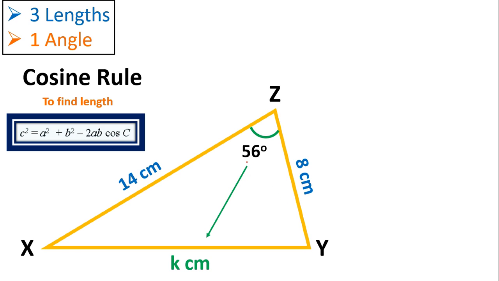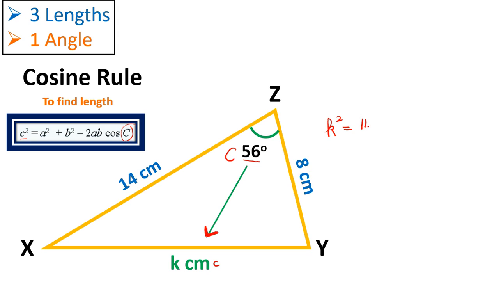Whatever angle you have will always come in the place of your capital C. And the small c is always going to be the length that is right opposite to your angle C. The capital C and the length right opposite to that becomes my small c, which means I'm finding my k. So I'm just going to be rewriting this. k squared equals a squared, and I could take either 14 or 8, it's completely your choice.